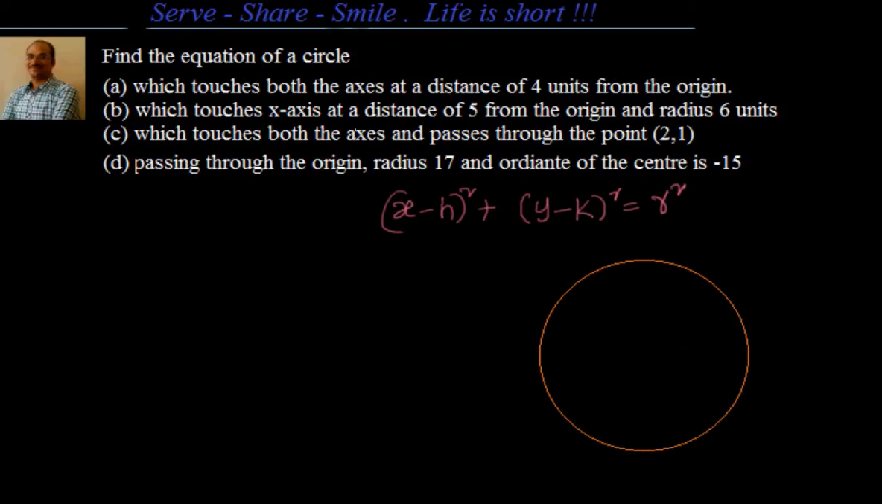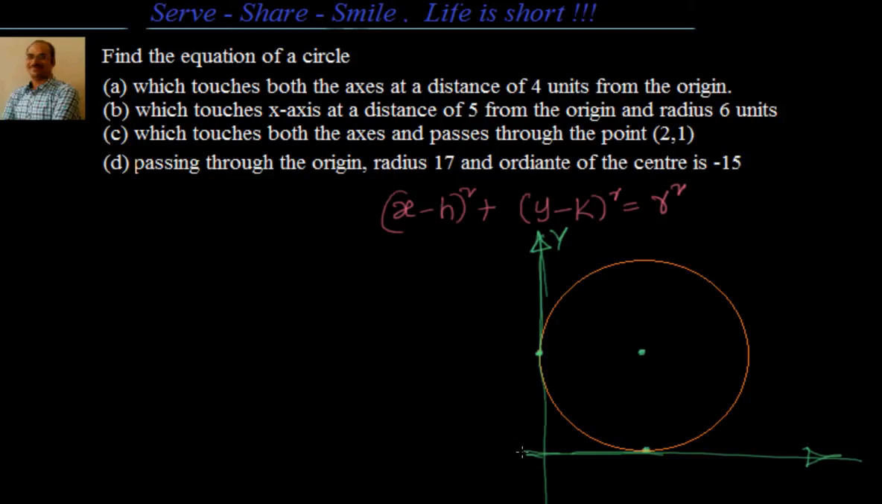Find the equation of a circle which touches both the axes and passes through the point (2, 1). This is interesting. Which touches both the axes. So let us say it touches the x-axis and y-axis. Let me roughly put the axes there. I will say this is my y-axis and this is my x-axis, and the point of contact is here.